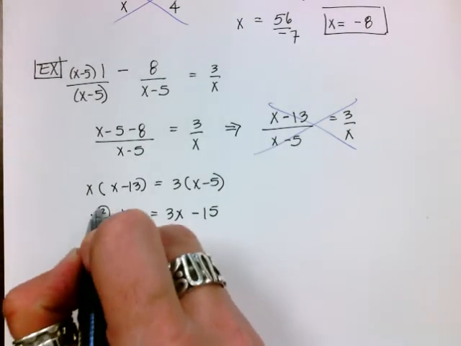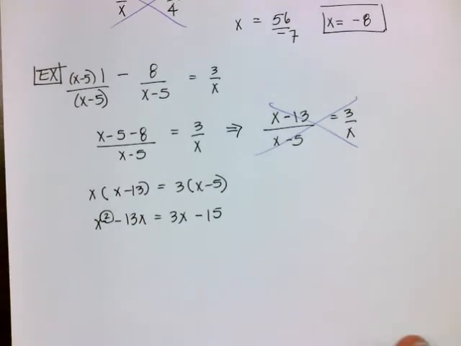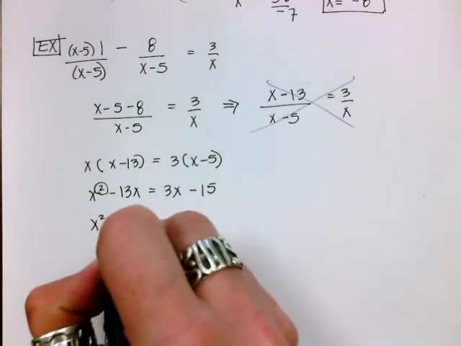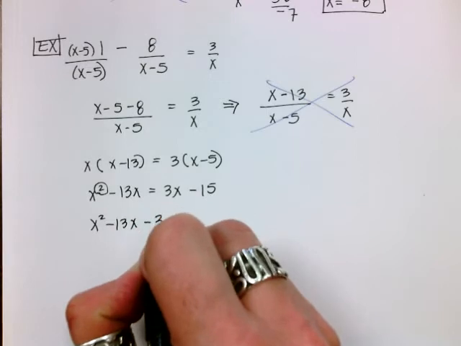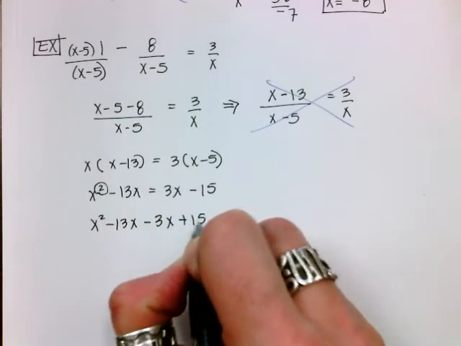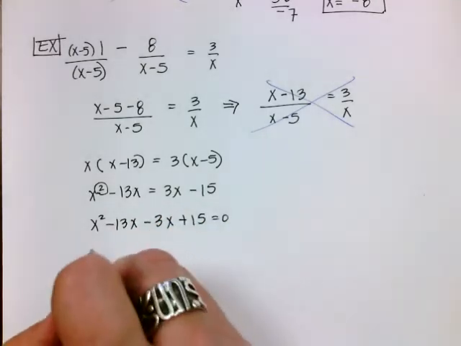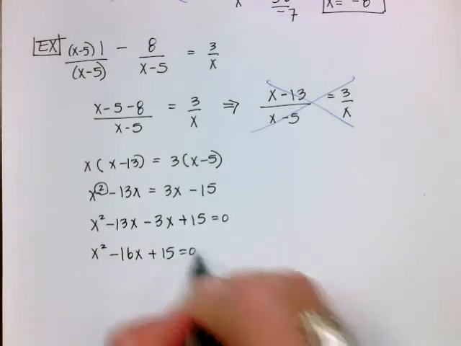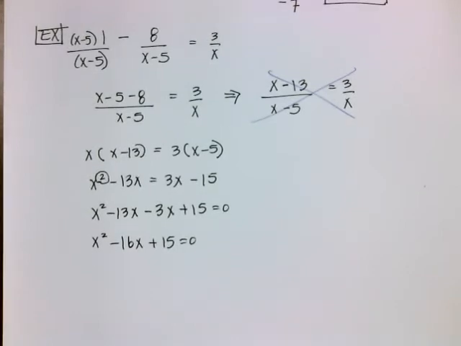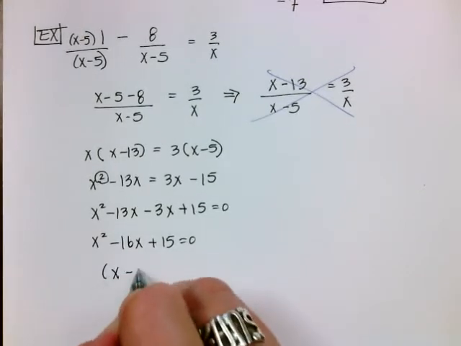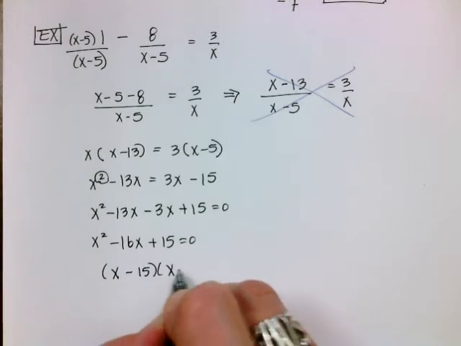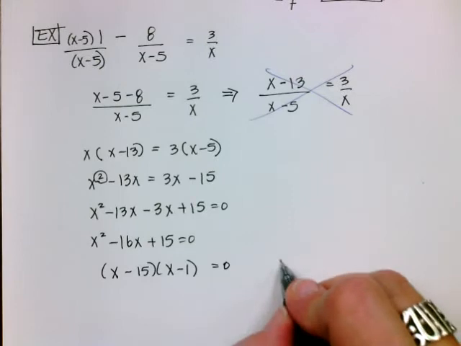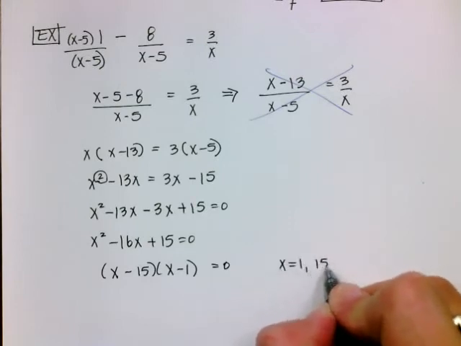Well, notice that I have a squared, so that means I'm going to have a quadratic. So I want everything on the left. So I'm going to do x squared minus 13x minus 3x plus 15 is equal to 0. I get x squared minus 16x plus 15 equals 0. It's a quadratic. I can solve by factoring, and I'm going to get x minus 15 and x minus 1 is equal to 0. So I'm going to get two solutions. I'm going to get x is equal to 1 and 15.